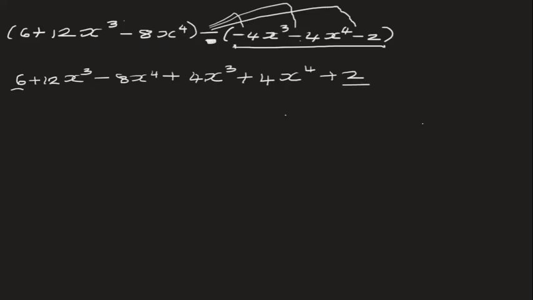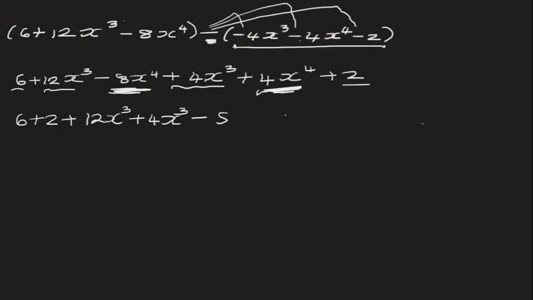6 and 2 are like terms. So 6 plus 2. Then 12x cubed plus 4x cubed. And then we have negative 8x to the power of 4 and 4x to the power of 4 are like terms. So you're going to have negative 8x to the power of 4 plus 4x to the power of 4.